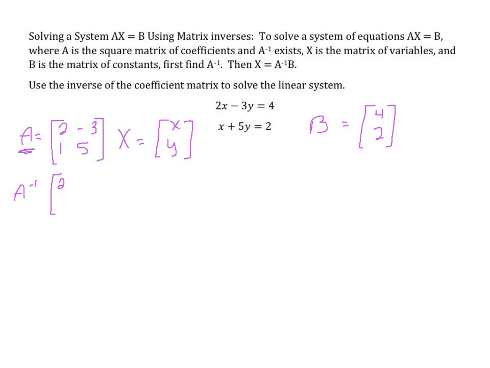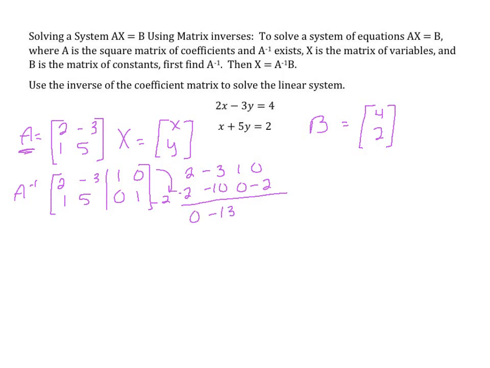So we have 2, -3, 1, and 5. Again, we put the augmented matrix here. We need to get the 1 in the bottom left position into a 0. So I'm going to multiply my bottom row by -2 and add my top row to it. So 2, -3, 1, 0. Adding that to -2, -10, 0, -2 gives us 0, -13, 1, -2. We didn't change anything in the top, so we'll leave it as is.